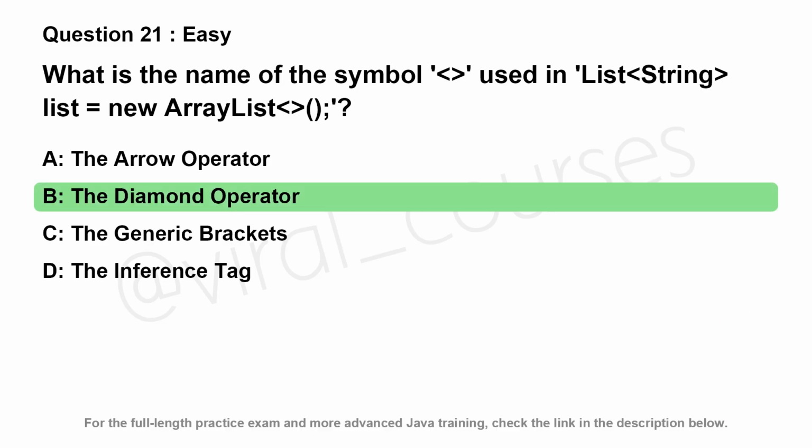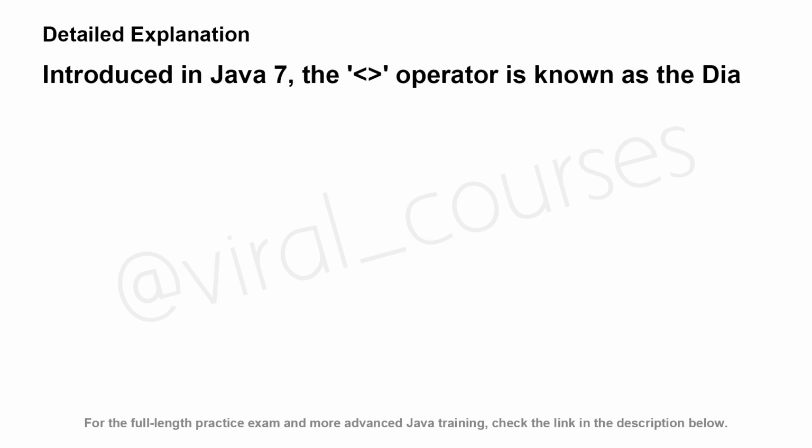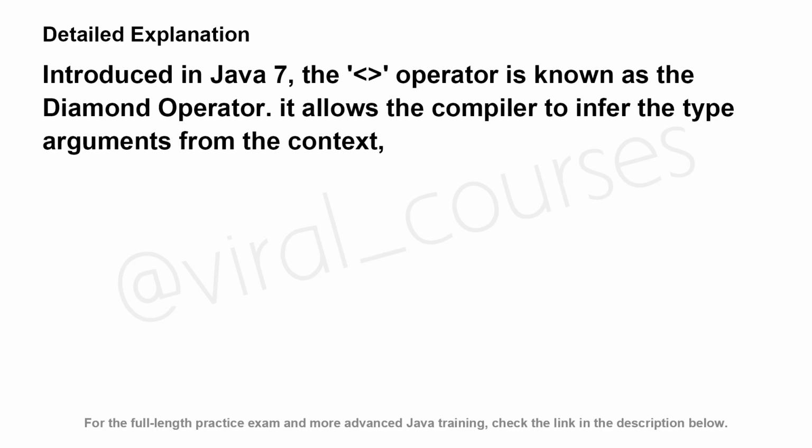The correct answer is B. Introduced in Java 7, the <> operator is known as the diamond operator. It allows the compiler to infer the type arguments from the context, reducing verbosity in the code.